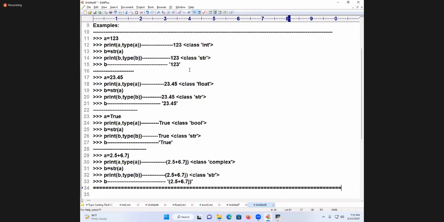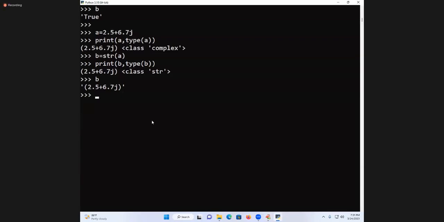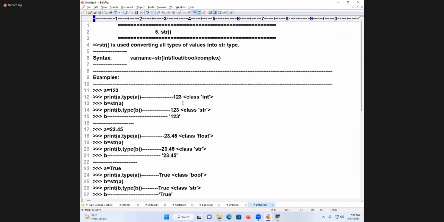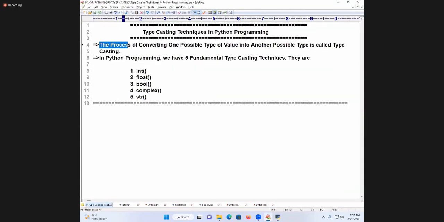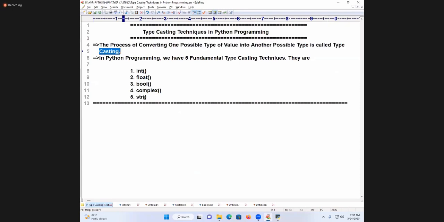Right. So coming to the point, I will go for a small revision, in the sense of whether you remembered or not. Shall we take it up? Yes, let's start the revision. Did you understand all conversions? The process of converting one possible type of value into another possible type is called typecasting. How many typecasting techniques? Five. What are those? int of, float of, bool of, complex of, str of. Easy or difficult? Easy.